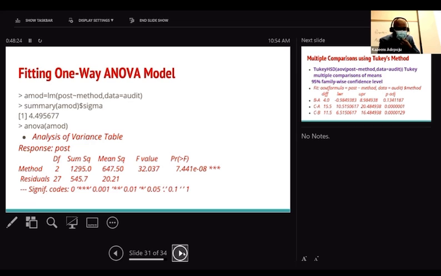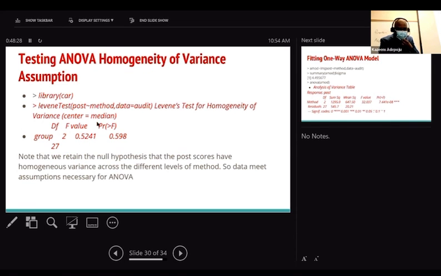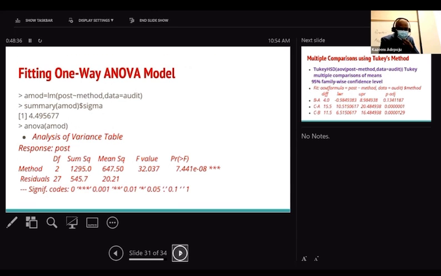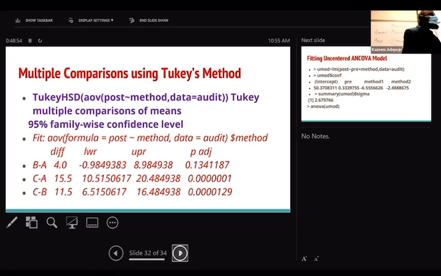So when you incorporate that, that is what you basically do here. Give me 1 second. Here, you can see that the pre is significant. So at the end of the day, what you see now is that when you have already adjusted for that and you incorporate the covariate, the method is now significant. And if it is significant, you can do a multiple comparison test.